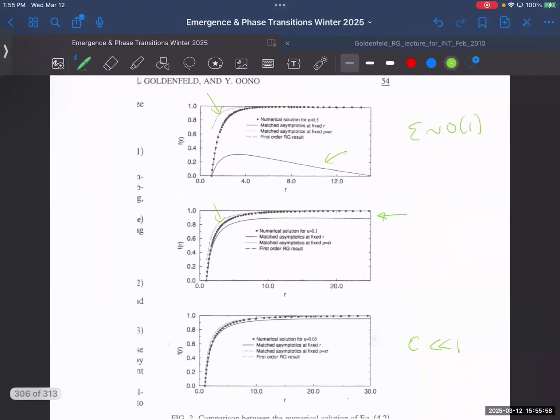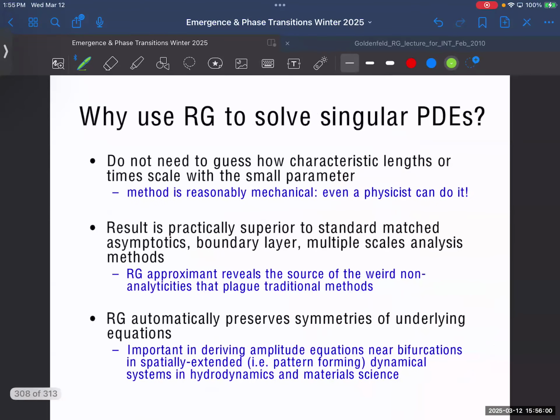So this was one of the things that we did, and then the other thing, that was a big selling point of this method: the traditional way to solve asymptotics problems is you have to guess the scale, how things scale, and often you have to guess that you want a small parameter.